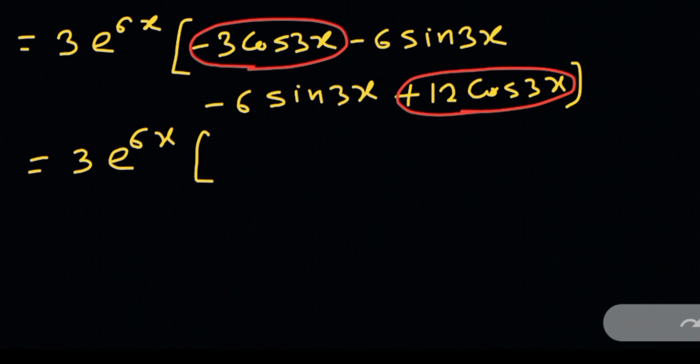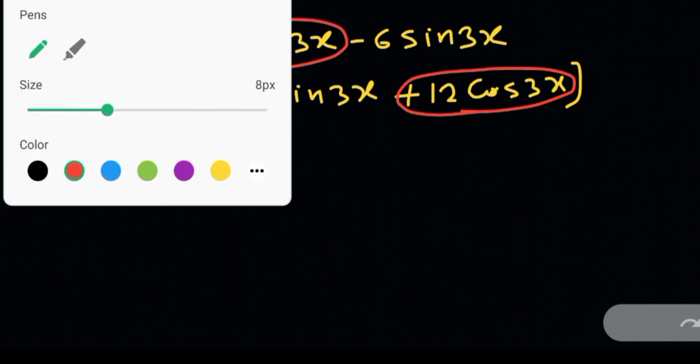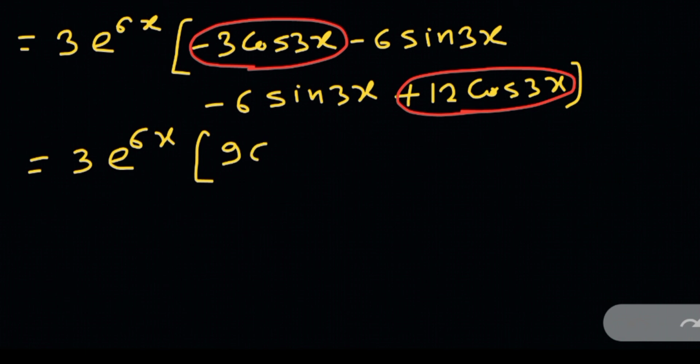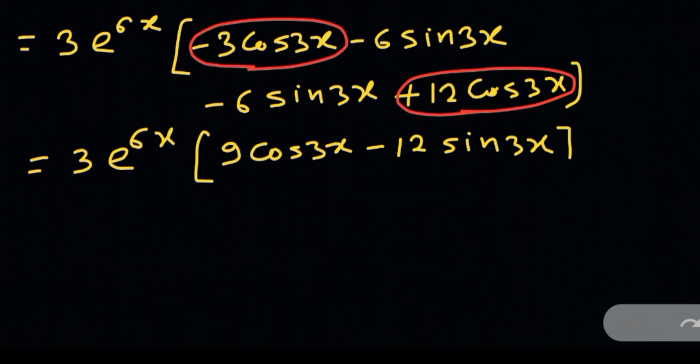This is a similar term, so 12 minus 3, 12 minus 3 is 9, so I will write 9 cos 3x. Similarly, this term minus 6 sin 3x and minus 6 sin 3x will be minus 6 minus 6, minus 12 sin 3x. Then you see these two terms, is anything common? This 9 is 3 into 3 and this 12 is 3 into 4. So 3 is common, so I will take 3 common outside.